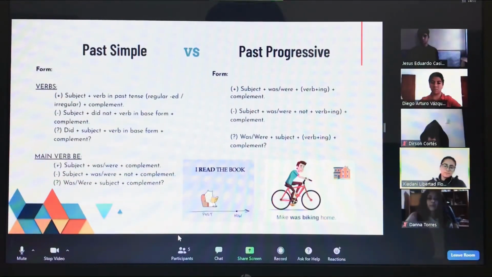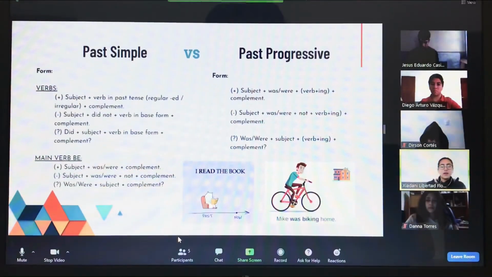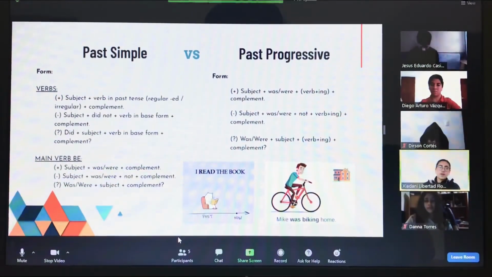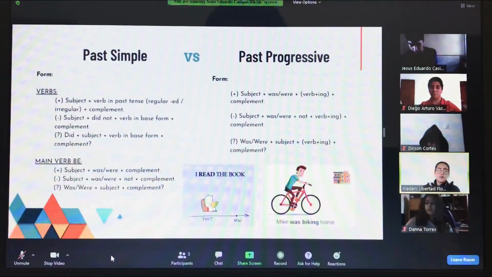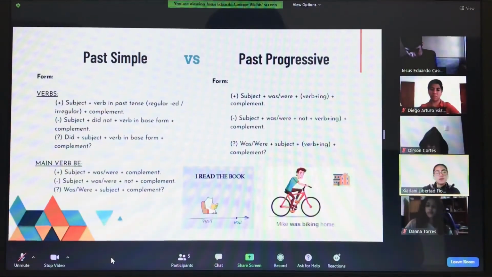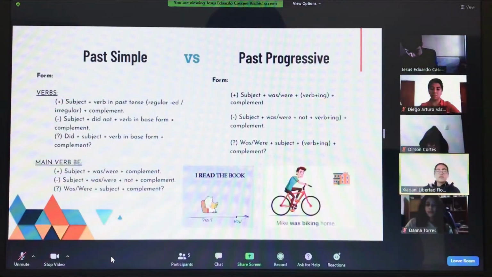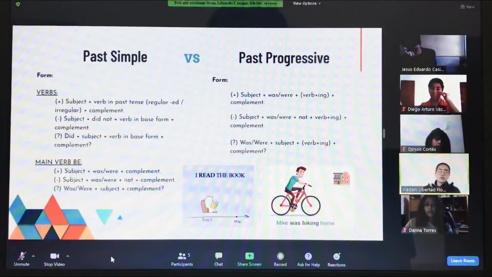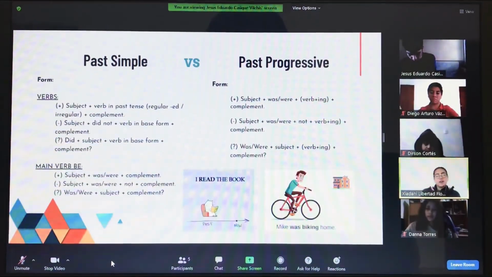But when we have the main verb be, in positive we have the subject plus was or were, and remember that was is for he, she, it, and were for the other ones, plus the complement. Then in negative, the subject plus was or were, plus not, plus the complement. And in question form, we have was or were, plus the subject, plus the complement, and the question mark.